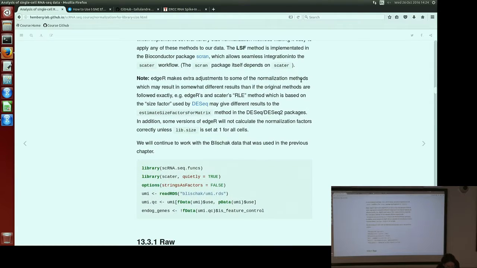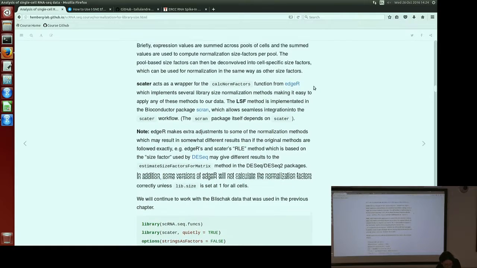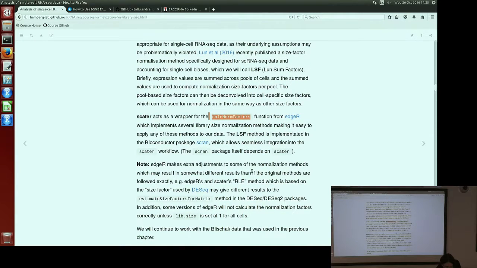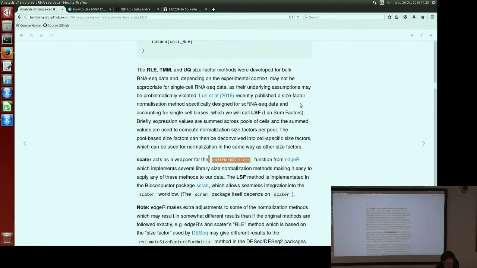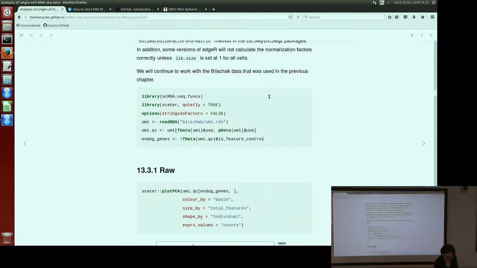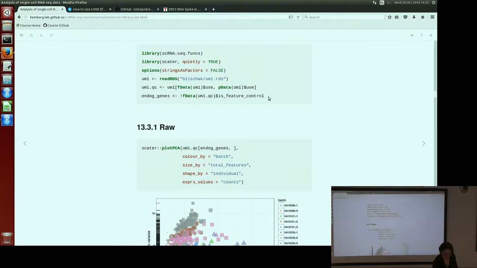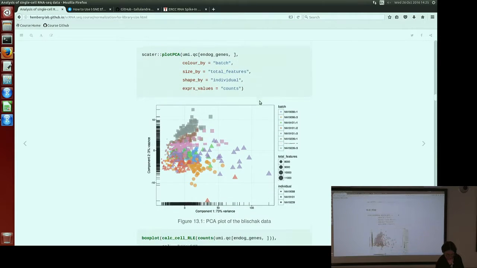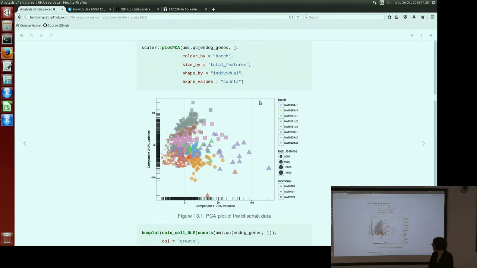Again, we're going to be working with the Blischak data, and Scater helpfully has this wrapper for calcNormFactors from edgeR, which implements most of these methods, and it also plugs into the scran package as well, so we can use all of these normalizations on the Scater object from before. So if you load up the Scater object that we've been working on, and plot the PCA of the raw counts, this should be what you saw two chapters ago. You can see here the point size is relative to the total features, and so you can see that component 1 has all the cells with a large number of features over here and a small number of features over there.